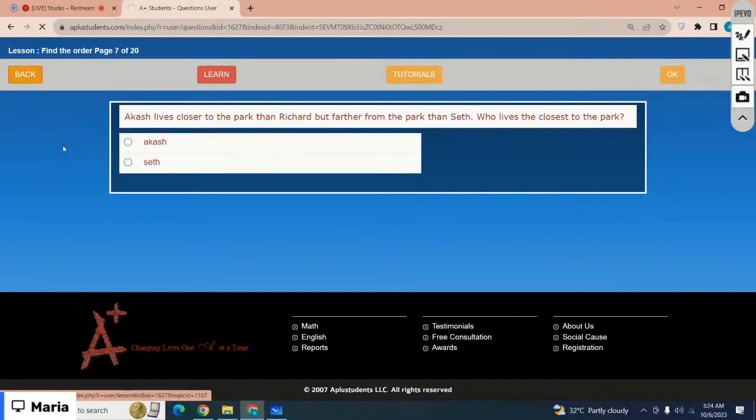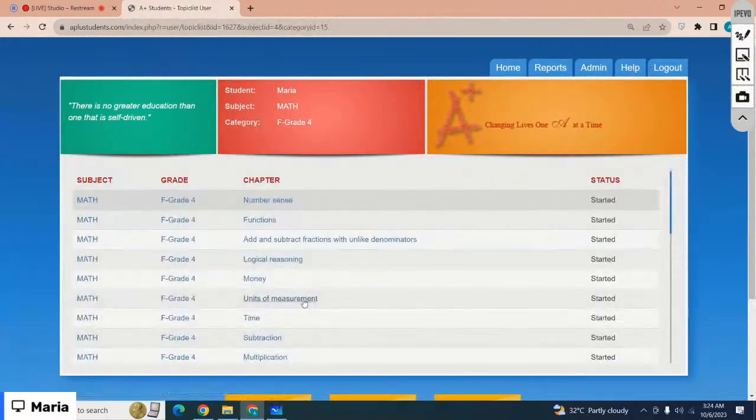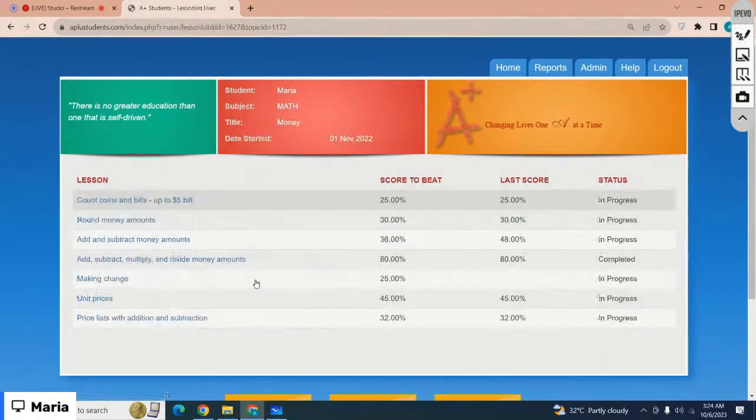So we're going to start the new chapter, that is money. We're going to learn the different types of coins and how we add these coins. Let's start with the chapter money: count coins and bills up to $5. You are given bills and coins. You need to understand which coin is which and the value of the coins also. Then you add them up and calculate the values. Let's start with the first example.